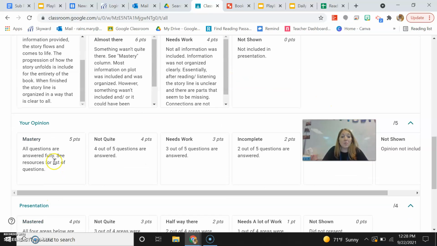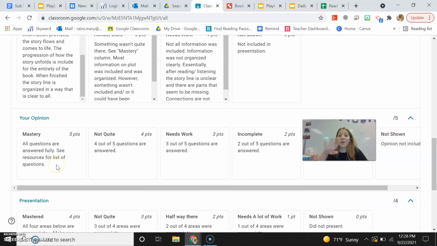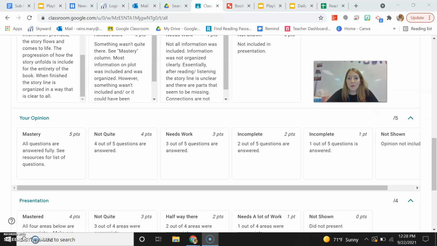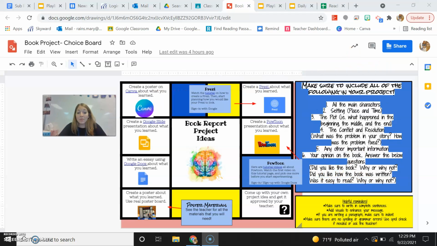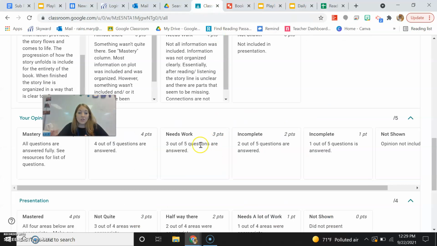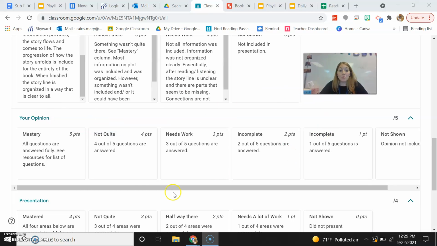The next one is 5 points for your opinion. There were 5 questions that I listed down here. If you included all 5 of those, then you will get 5 points. If you didn't include them and I don't really understand your opinion, then you'll be docked accordingly. For each one you don't answer, you'll be knocked down a point.